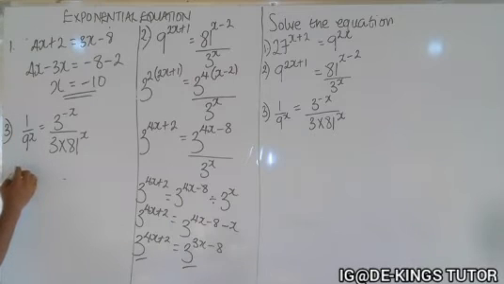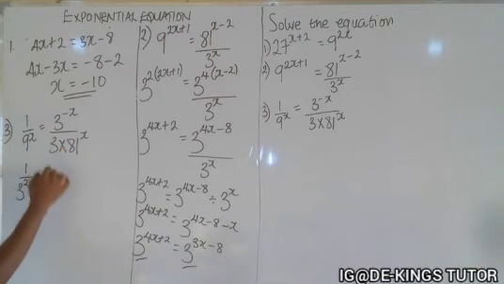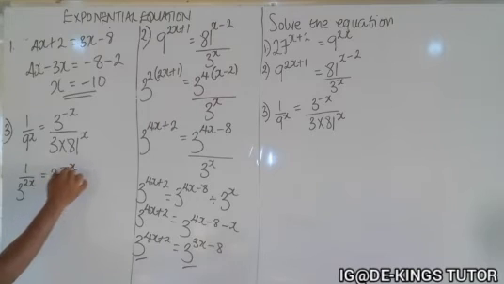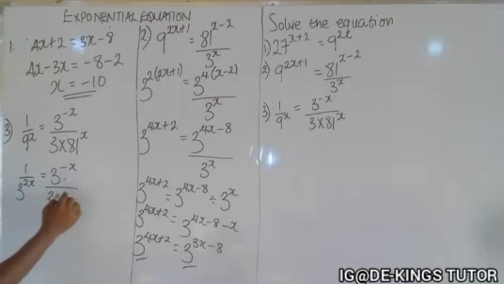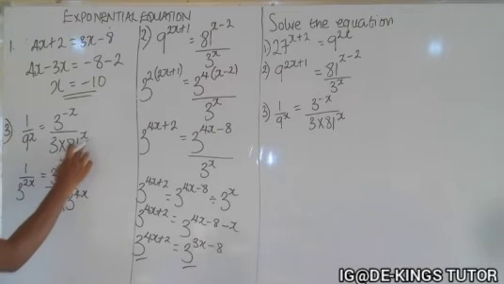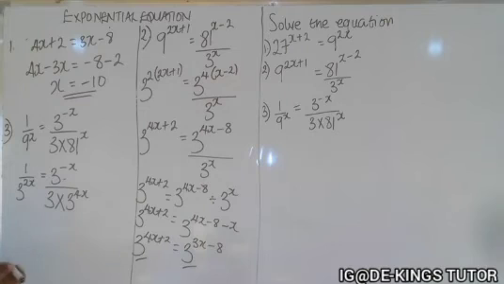So we have equal to 3 raised to the power minus x over 3 times 81, where 81 can be expressed in terms of 3 as 3 raised to the power 4x, because 3 raised to the power 4 gives me 81. Okay, so at this point I can solve that. This can give me 3 raised to the power minus 2x.